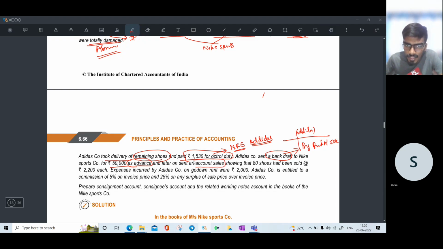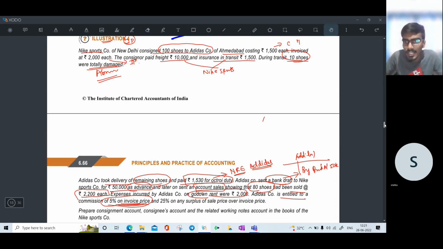What does the account sales say? 80 shoes have been sold for 2,200 each. Expenses incurred by the consignee on godown rent are 2,000. Adidas is entitled to 5% on invoice price. This is very important: 5% on invoice price.